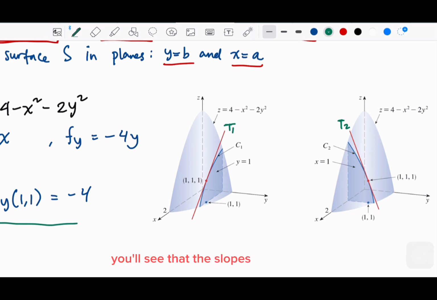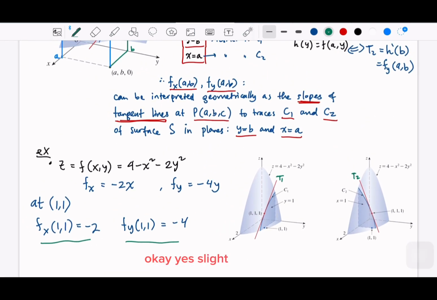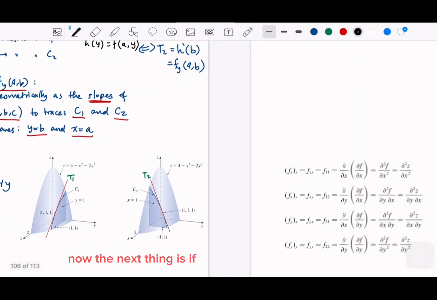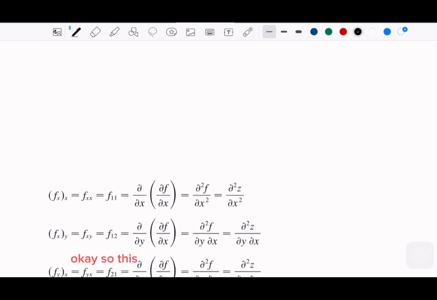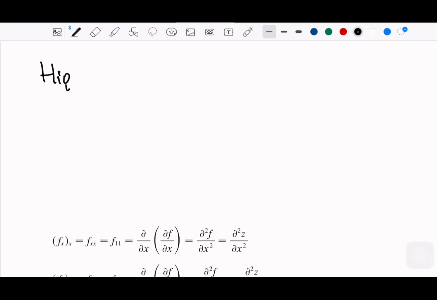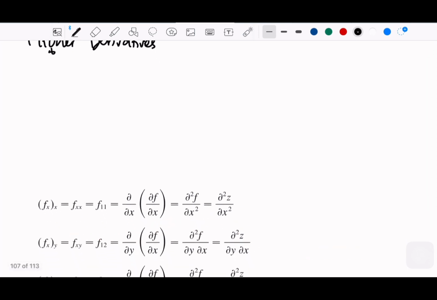You'll see that the slope is downward in the positive x direction for the partial x, which is the -2. Okay, just slight examples of how to visualize the partials. Now the next thing is if we take the higher derivatives, which means you can have, for example, the second order, the third order.